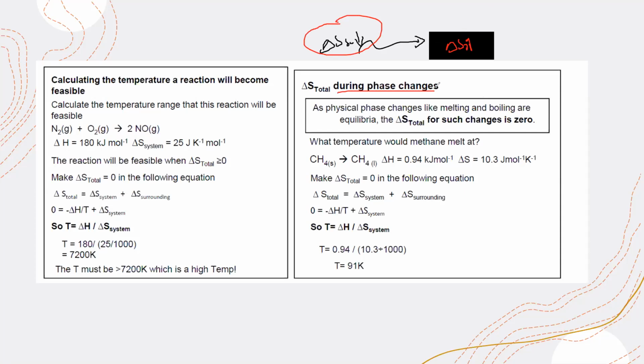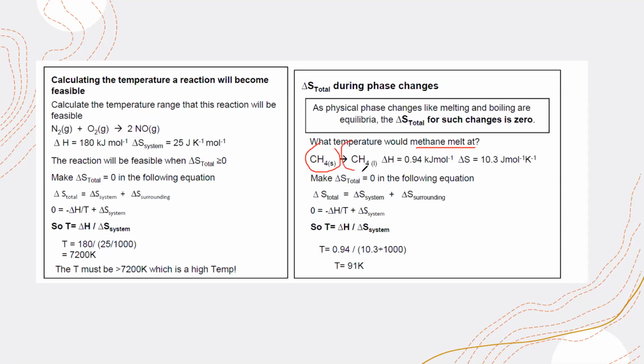So using this idea, we can also find the melting or boiling point of a substance. The question is, at what temperature would methane melt? Methane is a solid converting into liquid. As we know, because there's a state change, the total entropy should be 0. So the entropy of the system plus the surroundings, where the entropy of the system is given in the question, and the entropy of the surroundings is minus delta H by T. We substitute the values and find the temperature at which methane will melt. It's about 91 Kelvin. Is this clear?